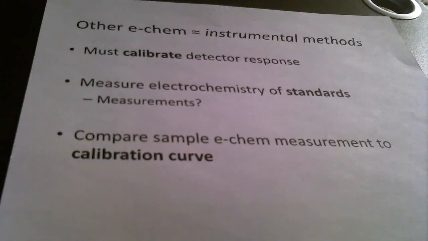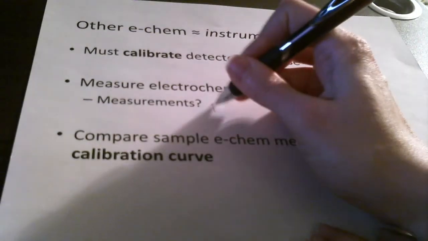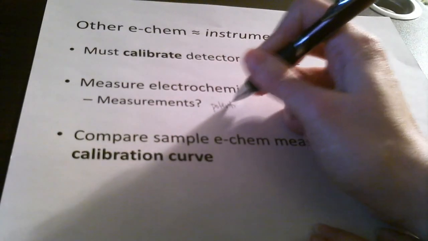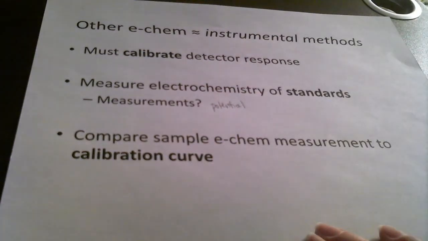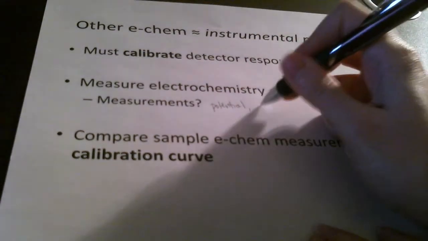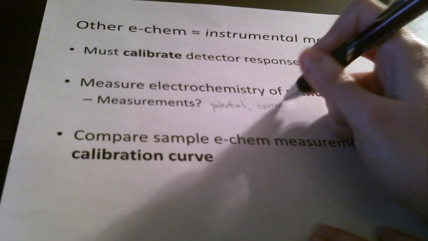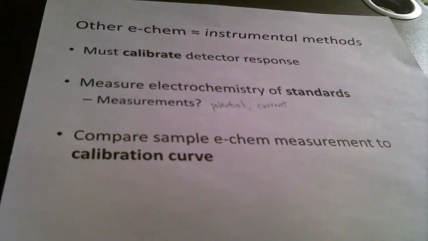But rather than measuring absorbance, or rather than measuring peak area like we might do for chromatography, our measurements are going to be different. So in electrochemistry, the two most common measurements that we take are either potential or current, and we can relate those back to the concentration of our analyte.